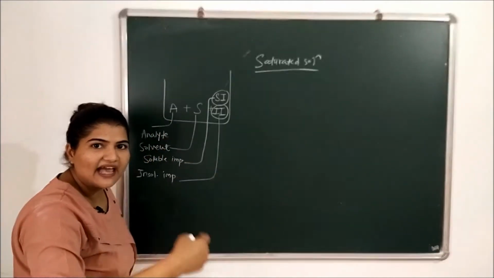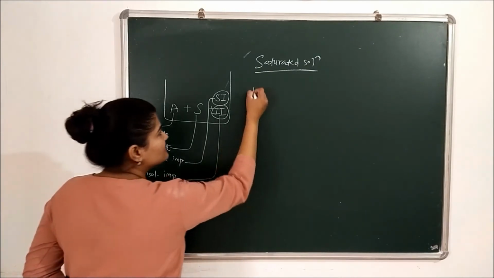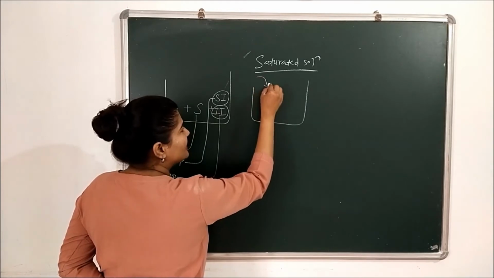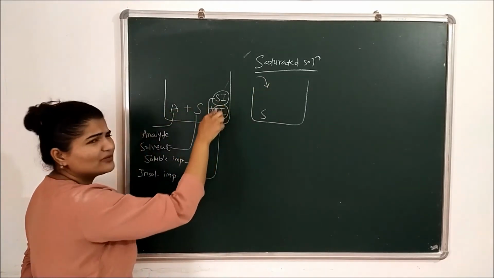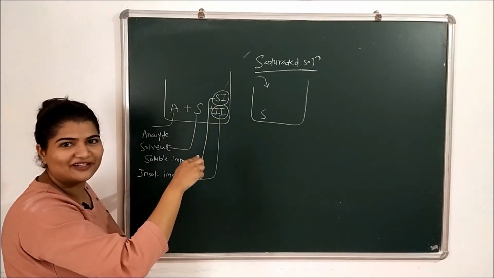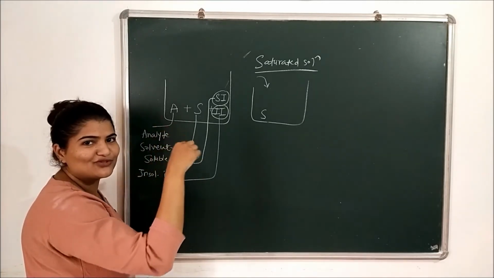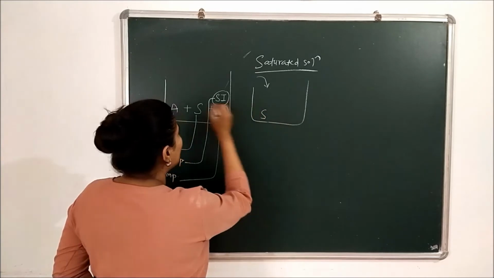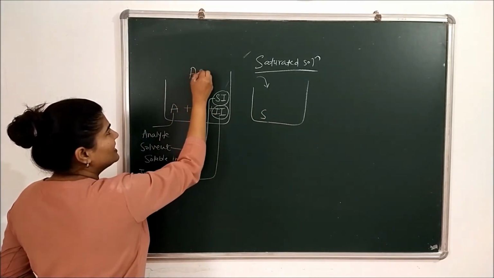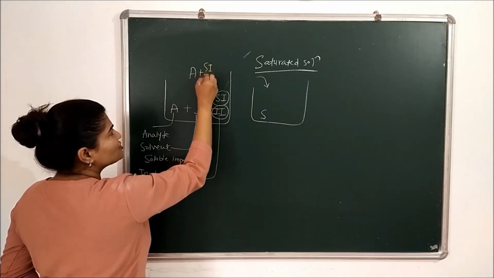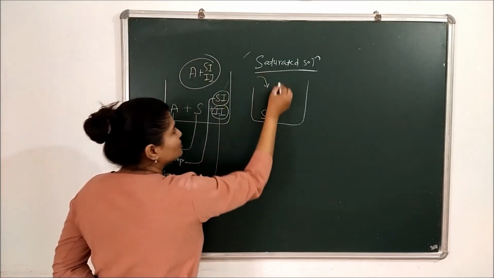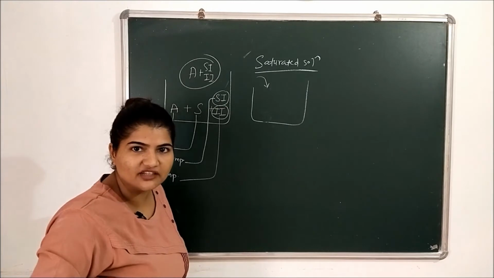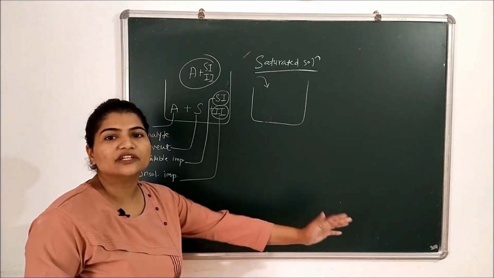So I'll start adding my analyte to the solvent. Once I start adding my analyte, obviously soluble and insoluble impurities will be a part and parcel of the crude substance, so they will also come. As I go on adding this A along with soluble and insoluble impurities to the solvent, we will start dissolving or stirring the solution so that a saturated solution is obtained.